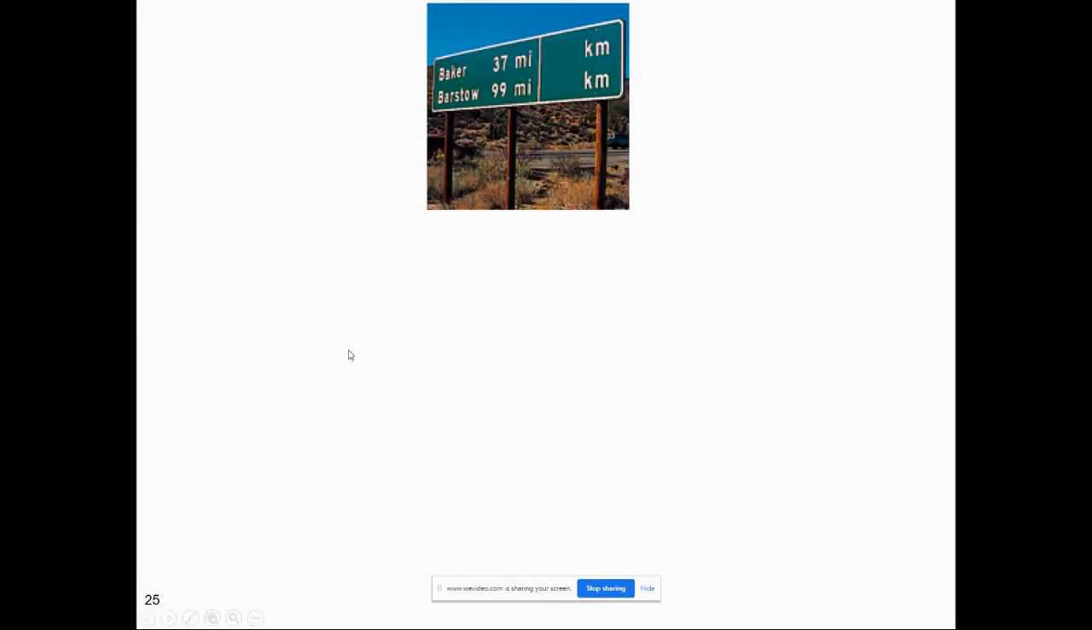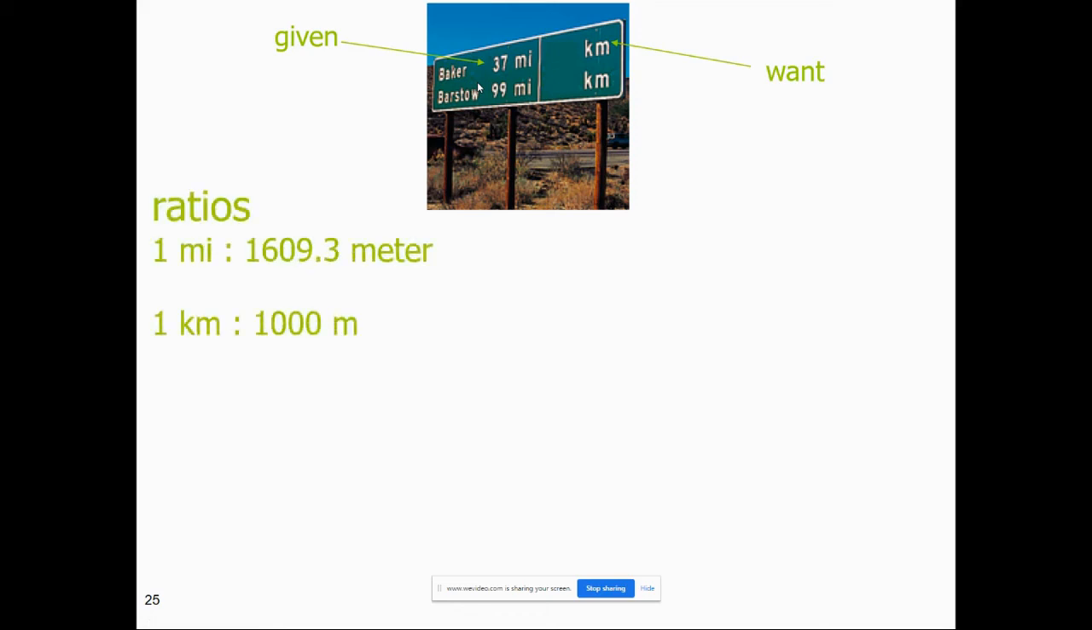Okay, we're going to do one last one-step problem. Okay, let's say you're going to Baker, California, or Barstow, California, and you're not from the United States. It's 37 miles away, but you don't know how far that is. And you want to know how much that is in kilometers. We can solve this problem as well, right? Our given in this problem is 37 miles. What are we trying to find? Kilometers.